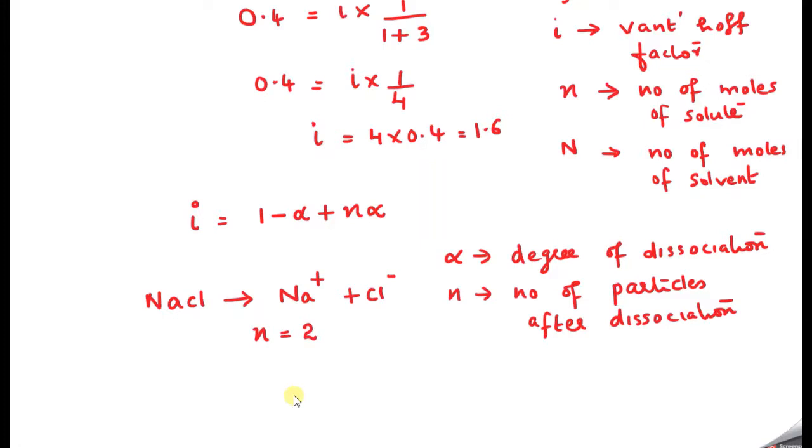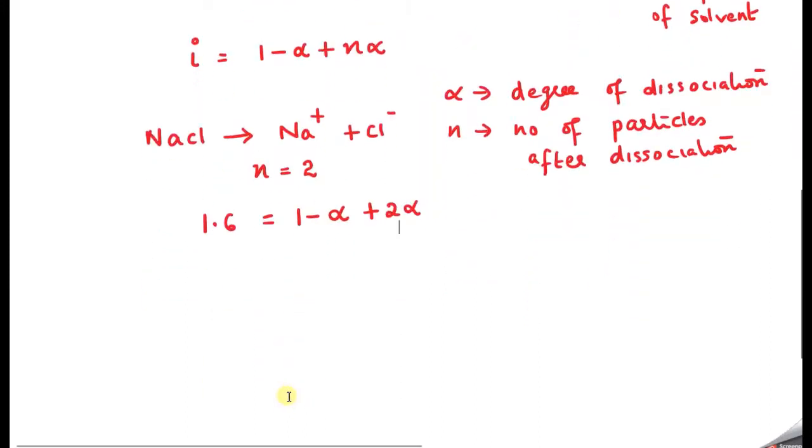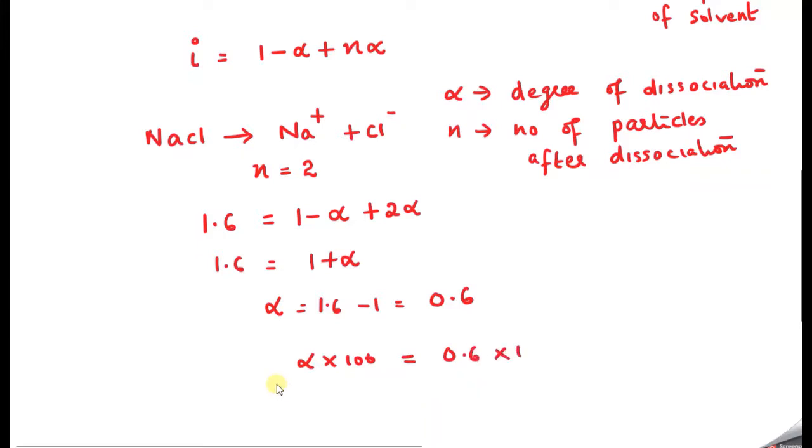Now the i value we already found is 1.6. So 1.6 is equal to 1 minus alpha plus 2 alpha, which is 1 plus alpha. So alpha is 1.6 minus 1, which is equal to 0.6. Now they are asking for the percentage, so alpha into 100 will give the percentage. That is 0.6 into 100, which is 60 percent. So it has undergone dissociation or ionized to 60 percent.